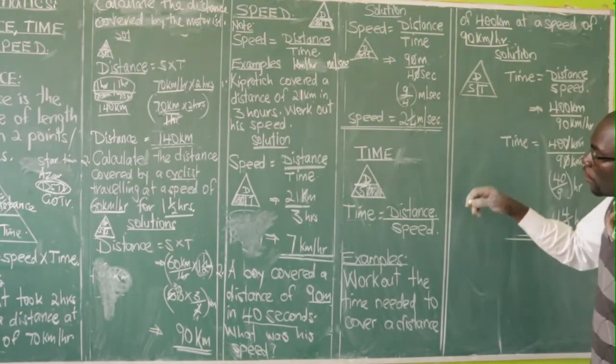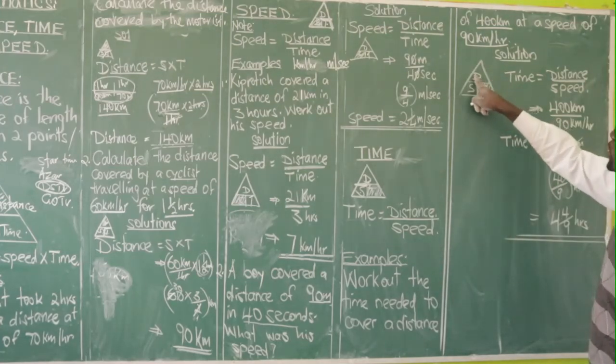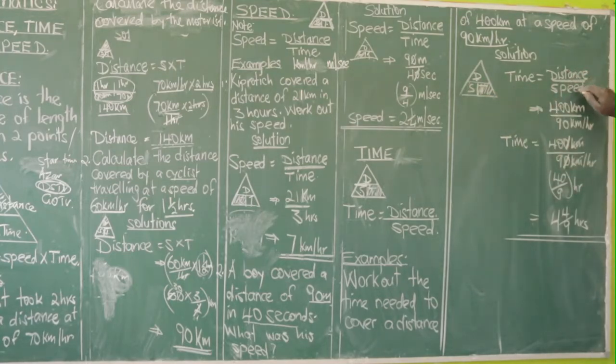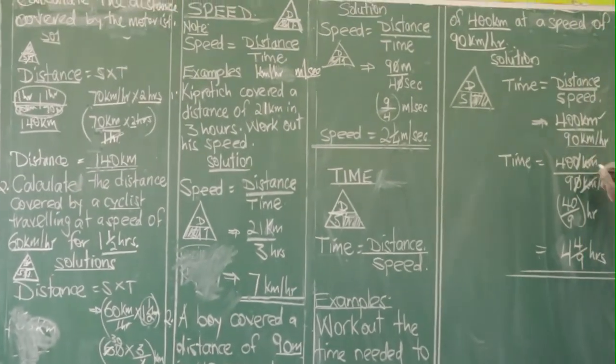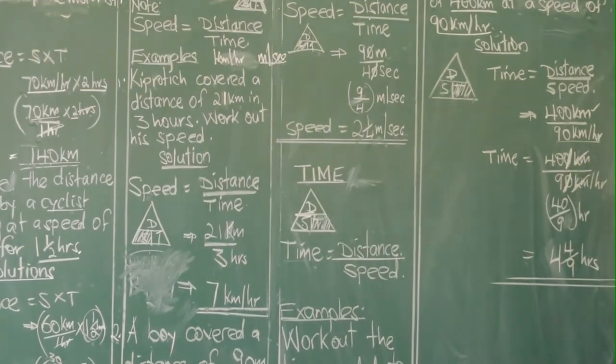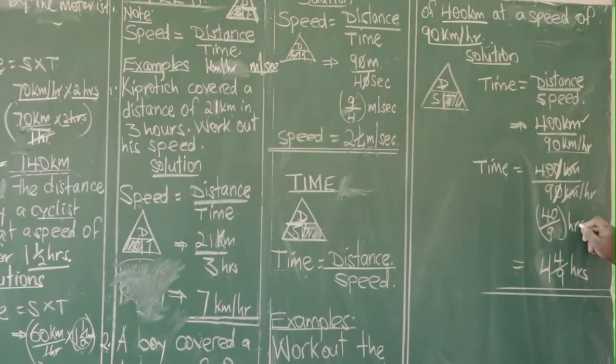Solution. We need to find the time, so we shade the time. Distance out of speed. So the distance given is 400 kilometers, and the speed is 90 kilometers per hour. We need to find the time. So 400 kilometers out of 90 kilometers per hour. So the kilometer will go with the kilometer, 0 and 0. We shall remain with 40 out of 9, in brackets, hours.